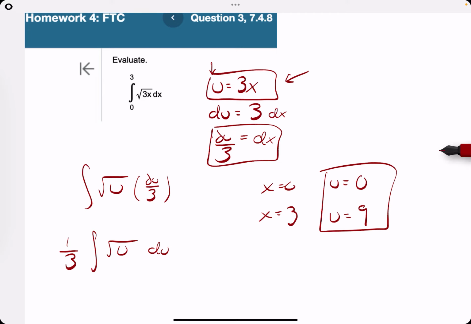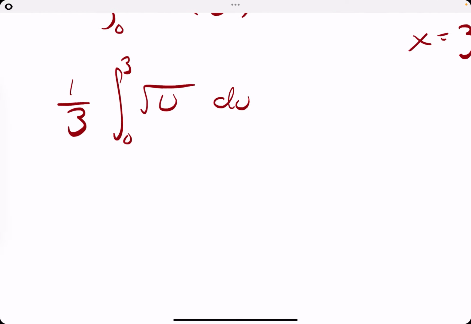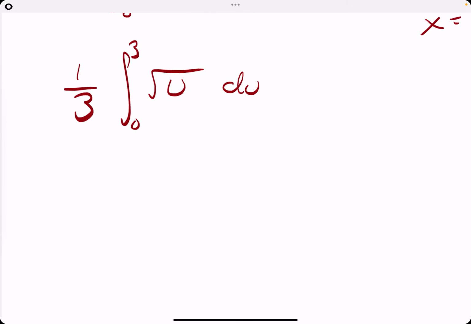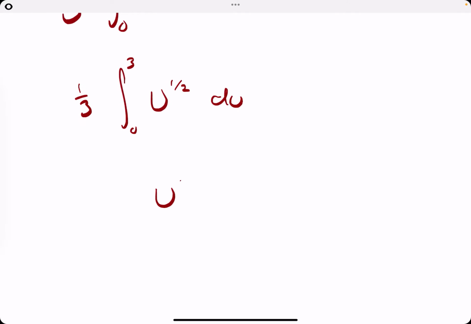So I'm going to leave it as 0 to 3, like kind of mentally, and right here, I guess. But note that 0 and 3 are x values, and this integral is in terms of u, so it might be a little conflicting to some people. We are evaluating this integral, and in order to do so, we need to rewrite it as u to the 1/2, so that we can then use the reverse power rule to add 1 to the exponent. 1/2 plus 1 is 3/2.